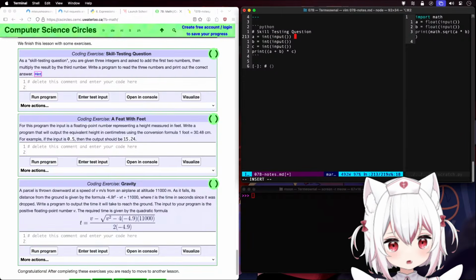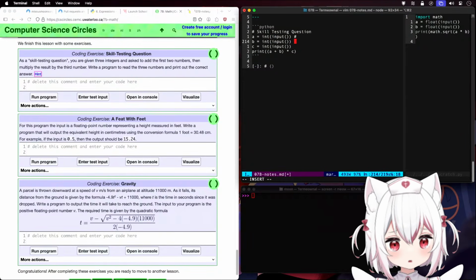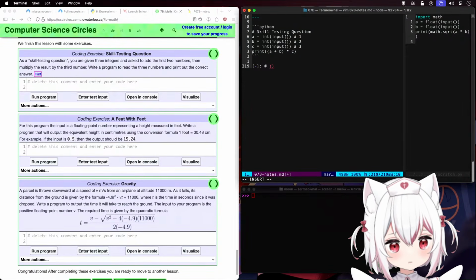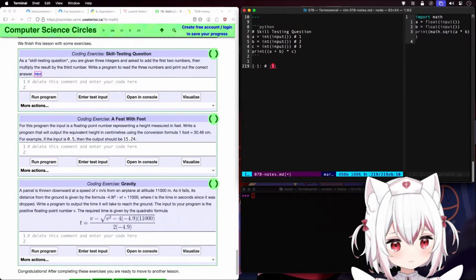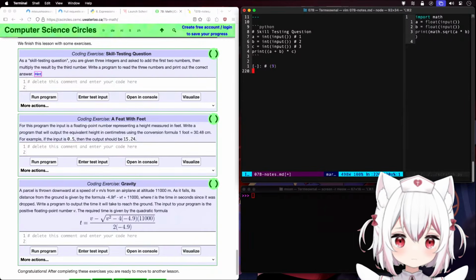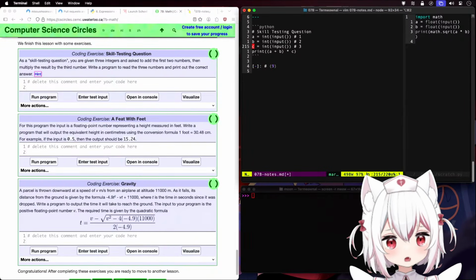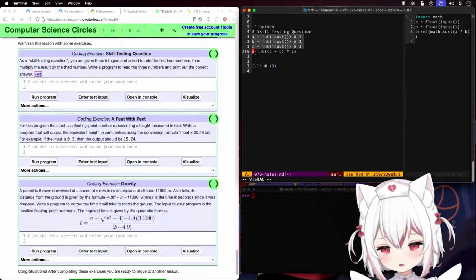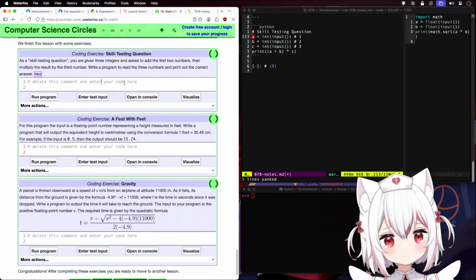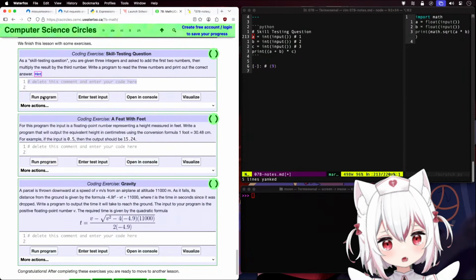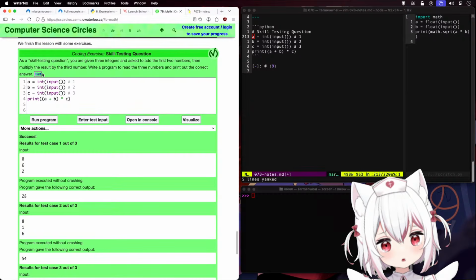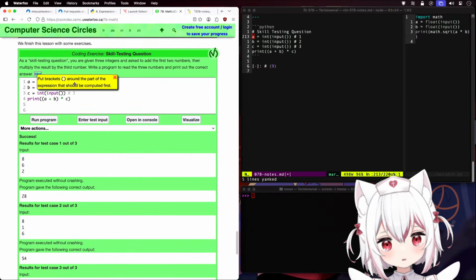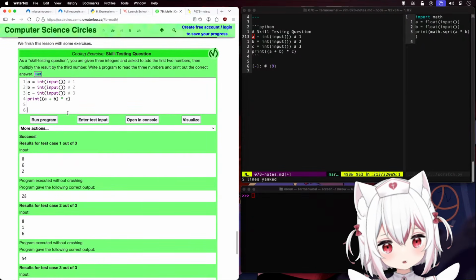So if this is like 1 and this is like 2 and this is 3, then we want 3 times 3, which is 9. We'll do it like that. I don't know what the hint is. Put brackets around the part of the expression that should be computed first.